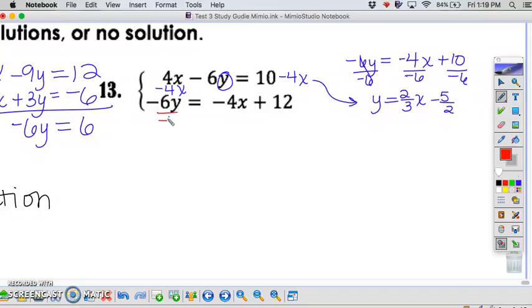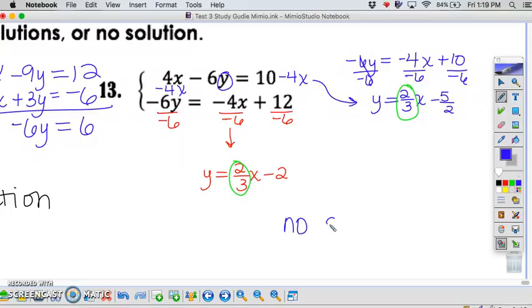For this equation, I could just divide everything by negative 6. And that equation is going to give me y equals, again, negative 4 divided by negative 6 gives me 2/3. And what is 12 divided by negative 6 is negative 2. So looking at the slopes, they have the same slope. Are they the same exact line? No. They have the same slope and different y-intercepts. That means that they are parallel. And parallel lines have no solution.